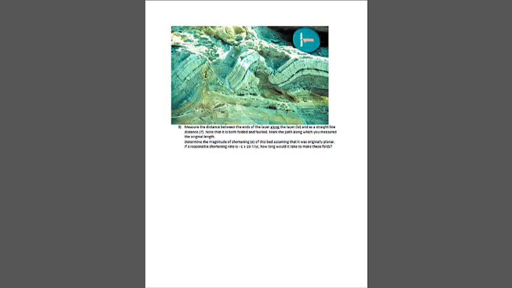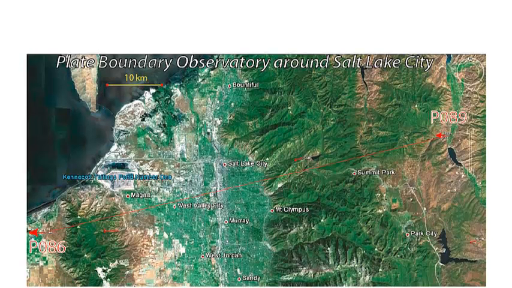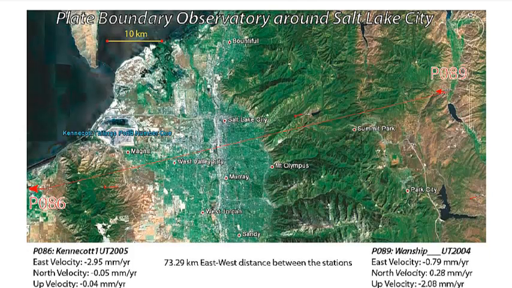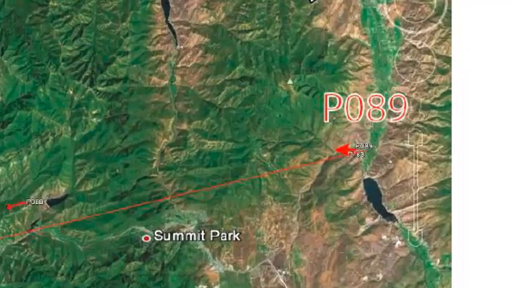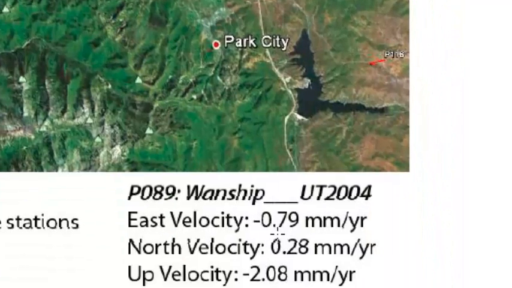And then the final one is kind of like the Hawaii example I had with the displacement vectors or velocity vectors. And so these are GPS measurements across the Salt Lake Valley. And so there's a lot of information, but you don't need too much of this information. Basically, the P09 station, as you can see at the bottom here, is moving to the east at minus 0.79 millimeters a year. In other words, it's moving west at 0.79.